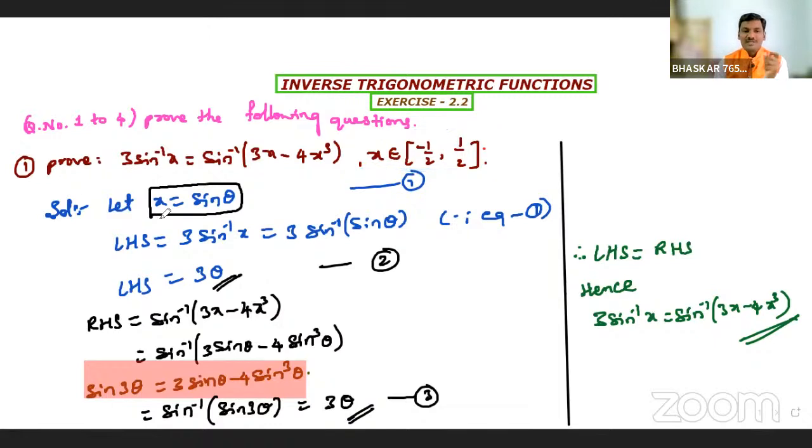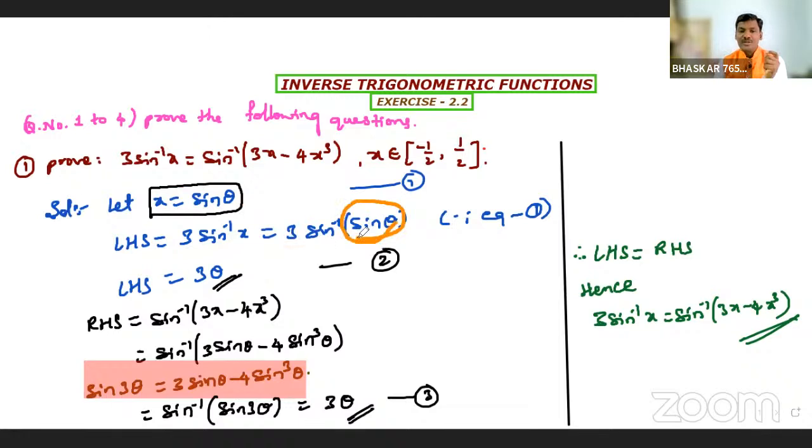Now let me take x is equal to sine theta. Why are we taking this value? The reason is we know the formula 3 sine theta minus 4 sine cube theta is equal to sine 3 theta. Based on the formula, we are assuming this. Now if you substitute x is equal to sine theta in the LHS, 3 into sine inverse x becomes 3 into sine inverse x.